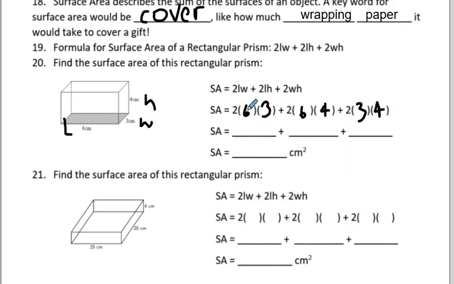Now I'm going to multiply the 3 numbers of each part together and then add them all up. 2 times 6 times 3 gives me 36. Then 2 times 6 times 4 is 48. And 2 times 3 times 4 is 24. Make sure that's a 4, not an 8 or a 9. If we add all those up, we'll get the surface area of the rectangular prism. So 36 plus 48 plus 24 gives me 108 centimeters squared.